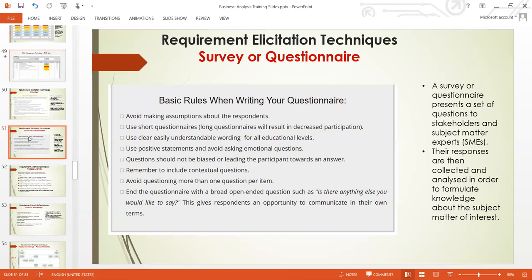And that is how you can use a survey or questionnaire to gather your requirements or your data. Any question at this point? Yeah, okay, we move.